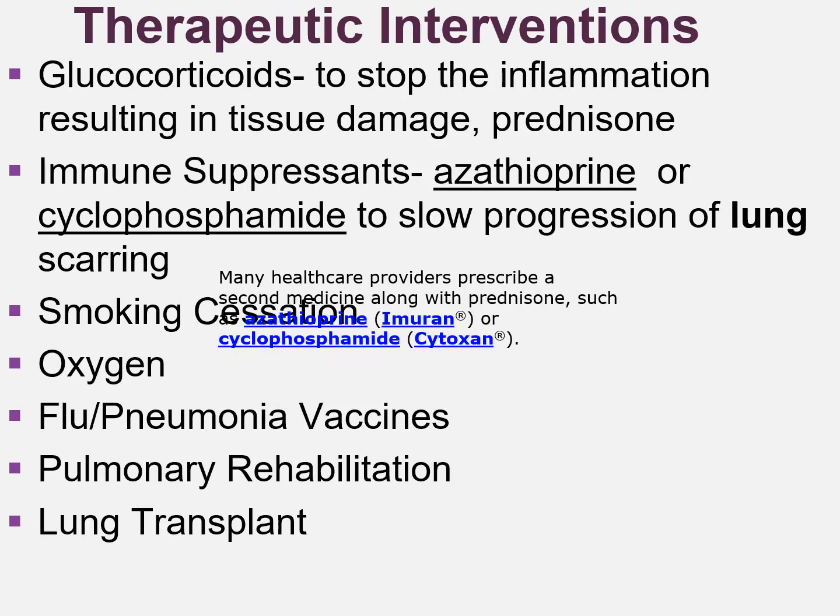So for these patients, we're going to treat them with glucocorticoids. Hopefully that will stop the inflammation that is causing the tissue damage and slow it down. So we might give them prednisone. The doctor might give a second drug, those immune suppressants, azathioprine or cyclophosphamide, to try to slow the progression of the lung scarring. And then we're going to teach smoking cessation, teach the patient about oxygen use and provide oxygen support, teach them about flu and pneumonia vaccines, refer them for pulmonary rehab, and a possible lung transplant.